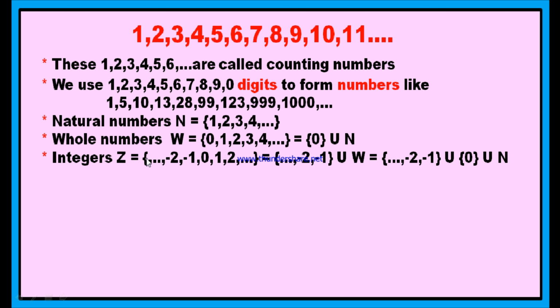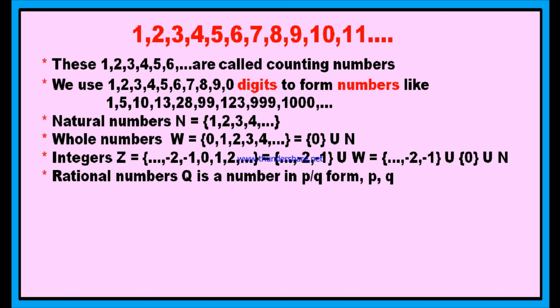These integers may start from minus infinity to minus 2, minus 1, 0, 1, 2 and so on. This is nothing but the negative numbers union whole numbers. If we add negative numbers to the set of whole numbers, you will get integers. And in other words, if we add negative numbers and 0 to the set of natural numbers, again you will get integers. The next set of numbers is rational numbers.